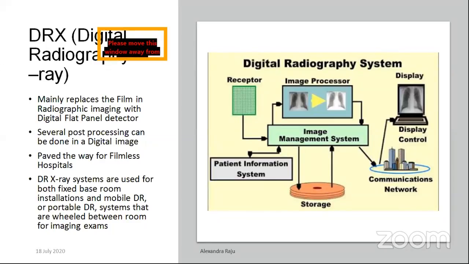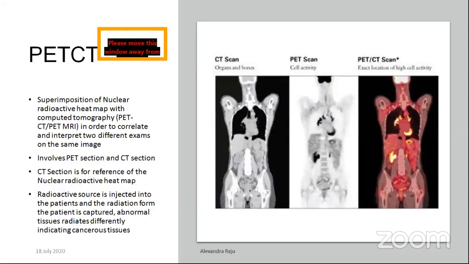Next comes nuclear imaging, or the PET-CT. PET-CT is again an imaging modality. Here we use radioactive isotopes, which are injected into the patient, and the doctor will analyze the metabolic activity of the body with the help of the scan. This is to ensure whether there are any tumor cells in the body.